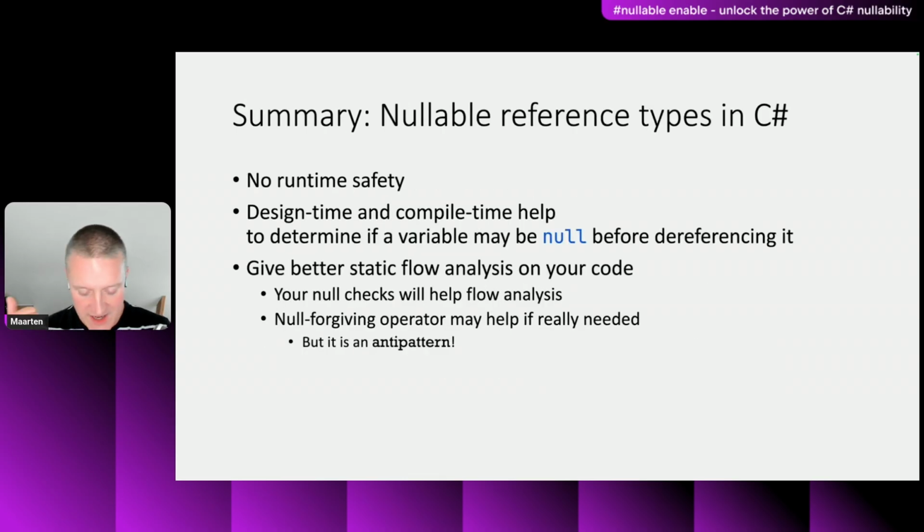So in summary, again, no runtime safety for nullable reference types. It is design time and compile time help to check whether something can be null or not when you try to access it. And it gives you better analysis of your code. So your null checks will help the flow analysis. The compiler will figure out how things are structured and so on. But again, no runtime safety, only design time and compile time safety. The dammit operator, use it if you really need to, but again, consider it an anti-pattern, so don't use it if you don't have to use it, and there's other ways around.